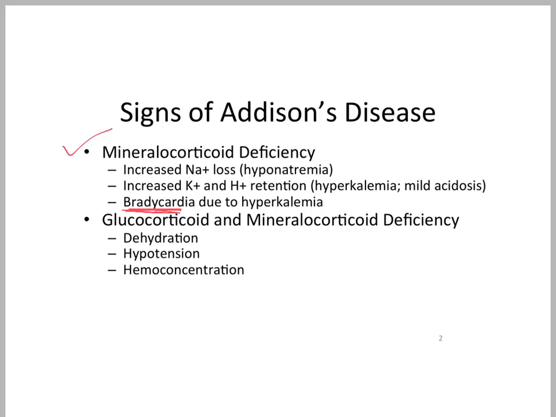it's not seen in all cases, but if you see it in an animal that should be stressed, you see low heart rate, you really should make sure you get those electrolytes, because it's often associated with hyperkalemia. As far as the signs that are associated with both glucocorticoid and mineralocorticoid deficiency, dehydration, hypotension, and hemoconcentration, that is volume loss, can be ascribed to those deficiencies.